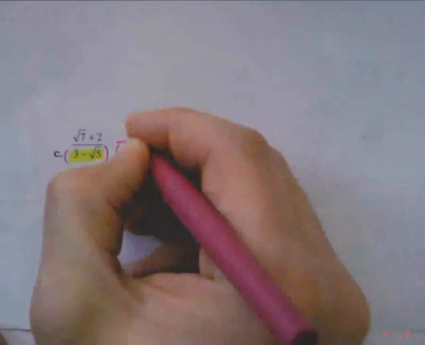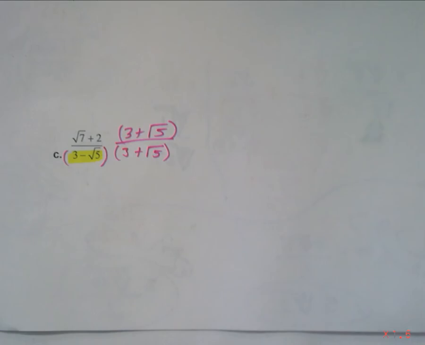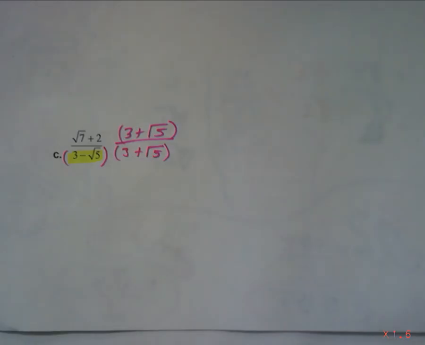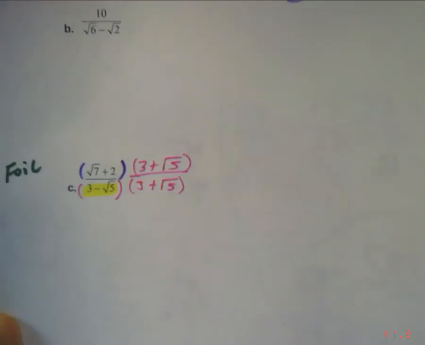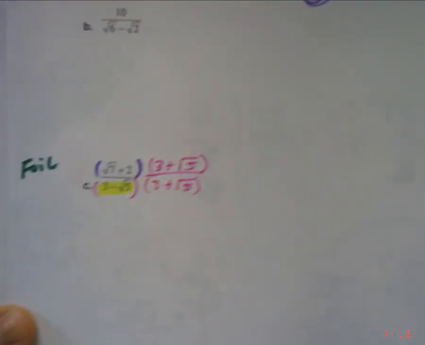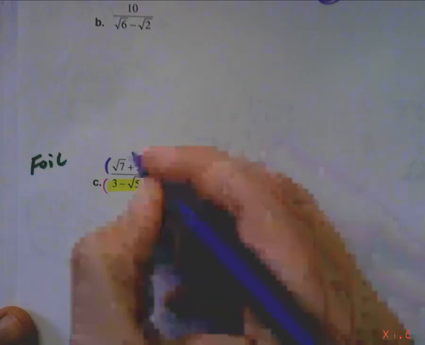So I'm going to multiply top and bottom by this conjugate. Okay? So I'm multiplying top and bottom by 3 plus root 5. Now, unfortunately, I'm going to have to FOIL the top and FOIL the bottom. No big deal. So we're going to FOIL. I'll do the top one in purple again. All right, so here we go. So I'm going to FOIL.